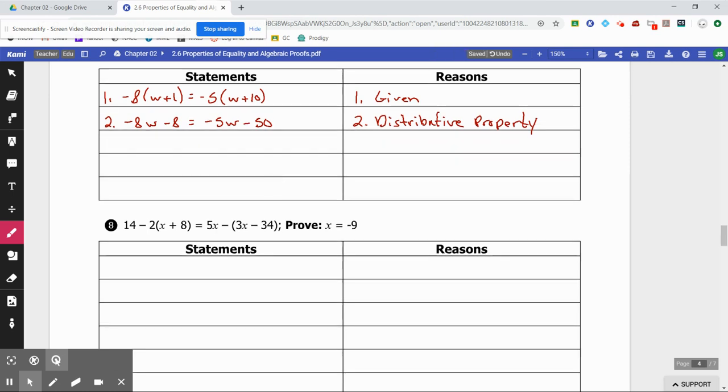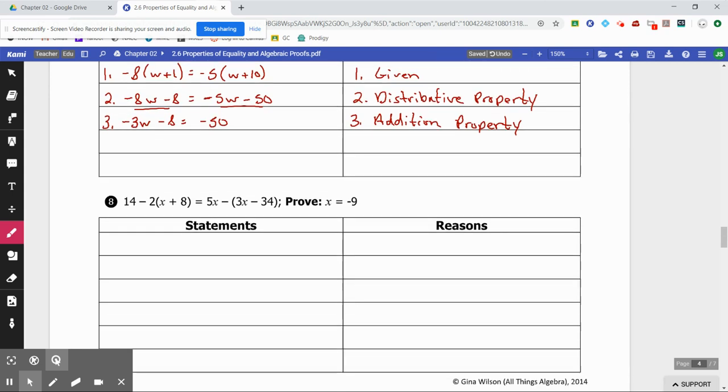After that distributive property, look and see if there are any like terms on the same sides, and there are not. So let's move our w's. Let's get rid of minus 5w by adding 5w. When I add it over here, I now have negative 3w. Bring down the negative 8. The negative 5w is gone, so it equals negative 50. And I did that by adding 5w. So that's going to be my addition property.